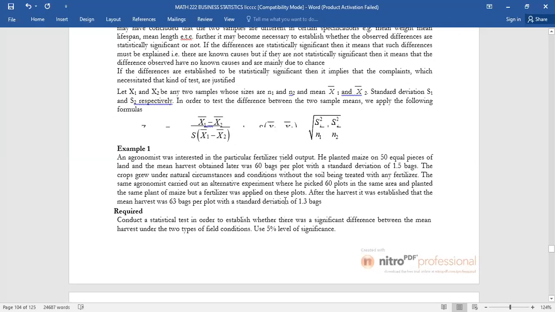So we've been told that an agronomist was interested in a particular fertilizer yield output. He planted maize on 50 equal pieces of land, and the mean harvest obtained later was 60 bags per plot, with a standard deviation of 1.5 bags. So this is the first data, yeah? So we can easily tell that our N1 is 50.